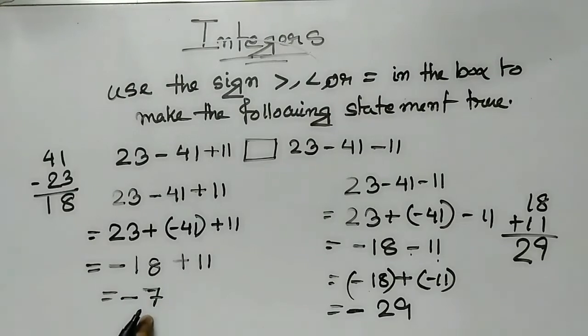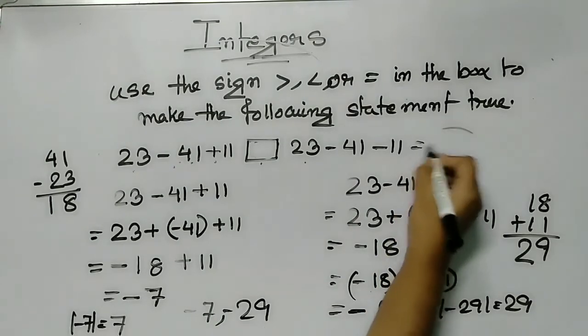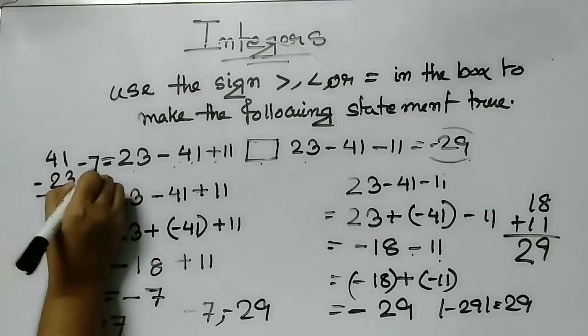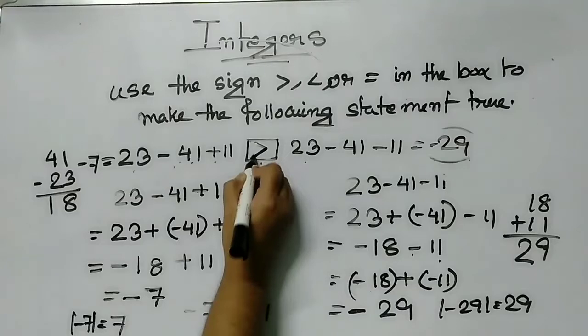Now minus 7 or minus 29, what is greater? See, what is the absolute value of minus 7? Absolute value of minus 7 is 7, and absolute value of minus 29 is 29. So minus 29 has the greatest absolute value, that is, minus 29 is the smallest number among minus 7 and minus 29. Now see, this is minus 29 and this is minus 7. So minus 7 is greater than minus 29. So we have to put this sign greater than.